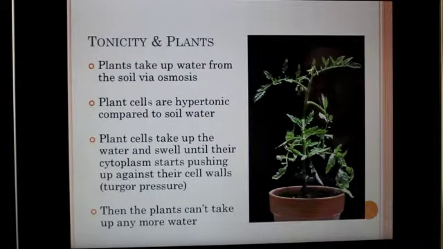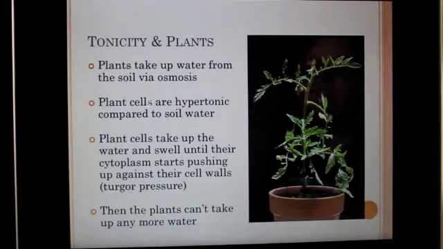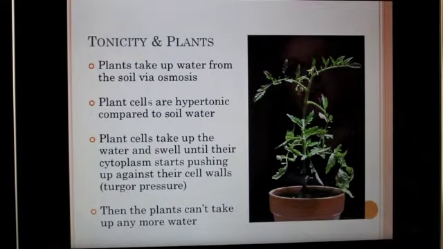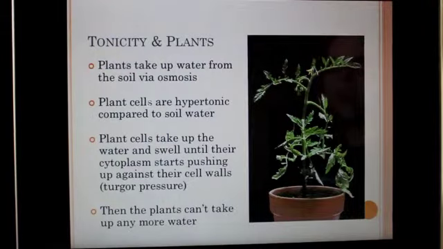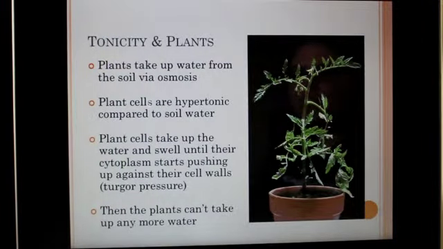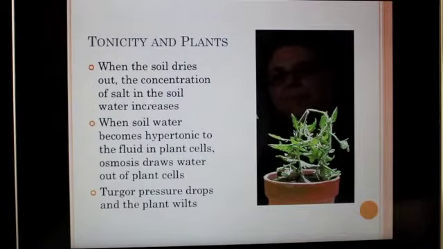Now, plants take up water from the soil via osmosis. So the plant cells are hypertonic compared to the soil water. This is what allows the osmosis to take place. The plants take up the water and swell until their cytoplasm starts pushing up against their cell walls. This is called turgor pressure, and it's what keeps the tomato plant up and looking good. When the plants reach their limit, they can't take up any more water.